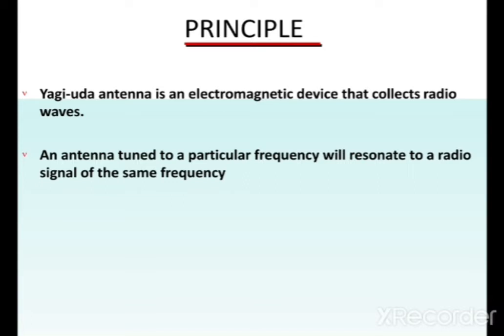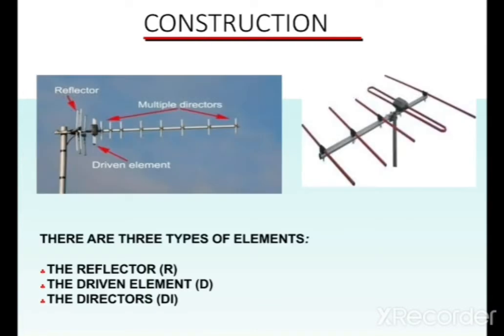These elements mainly contribute to radiating better directive beams in a particular direction. So it is a directive beam antenna. Just observe that an antenna tuned to a particular frequency will resonate to a radio signal of the same frequency. Therefore, already you know that. So this is the construction. How many are there?